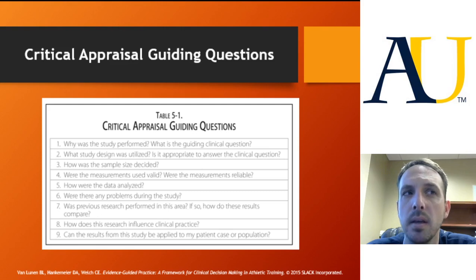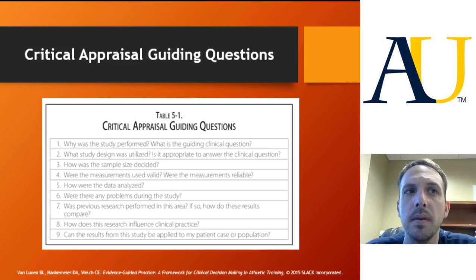Number 3 was, how was the sample size decided? We talked a little bit about power beforehand and making sure that there is an adequate amount of participants, but also that there are not so many participants that we get caught with this idea of statistical significance versus clinically applicable differences. And that's where effect size comes into play as well.